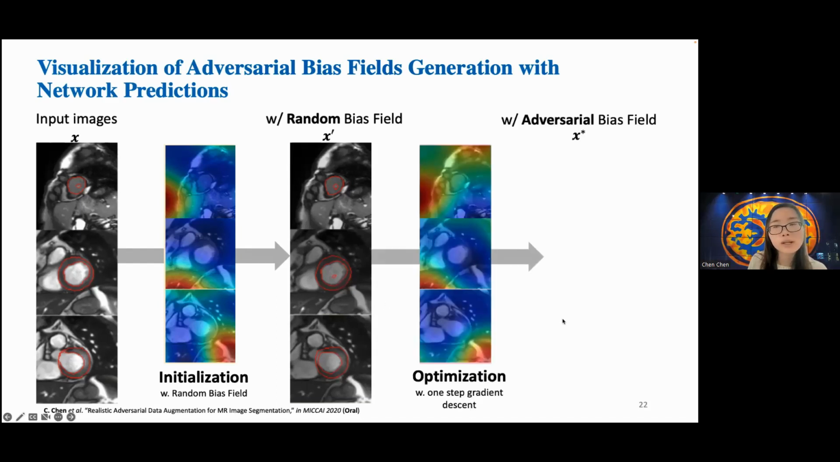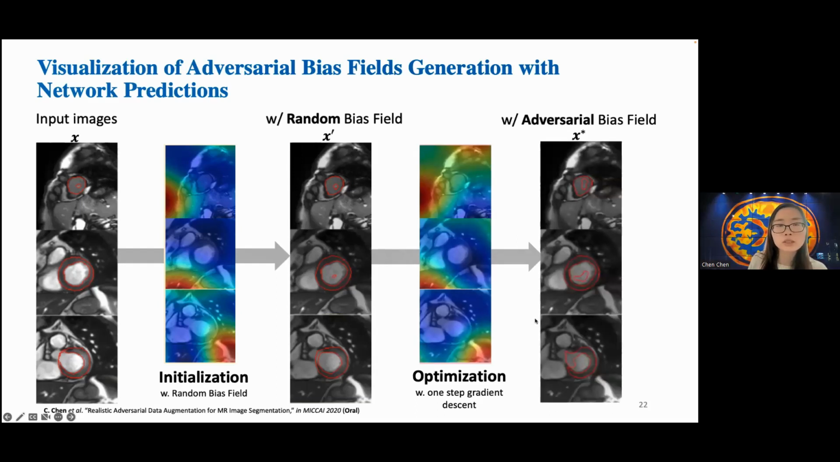If we do one-step optimization of the underlying bias field, we can find that the network can be very sensitive to such an adversarial bias field. If you compare these two bias fields, the two are actually very similar, and they just shift a little bit to other regions, but the network can be very sensitive to such a modification.